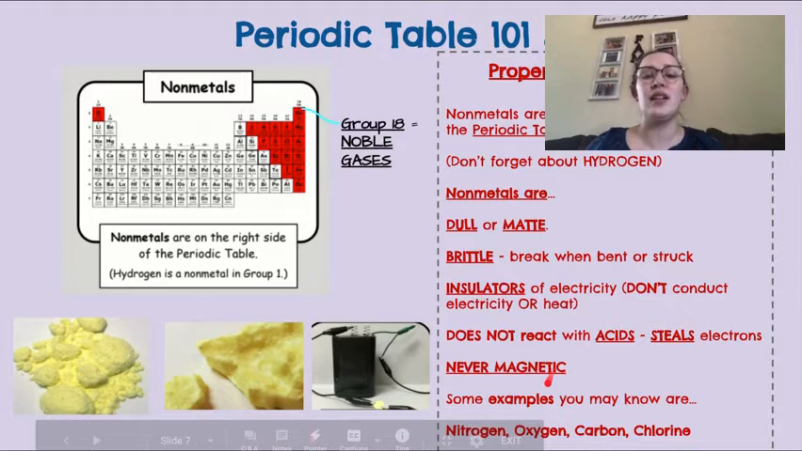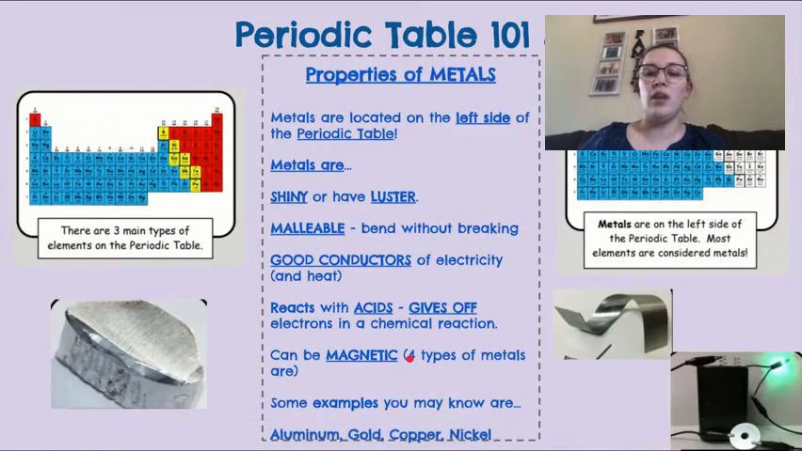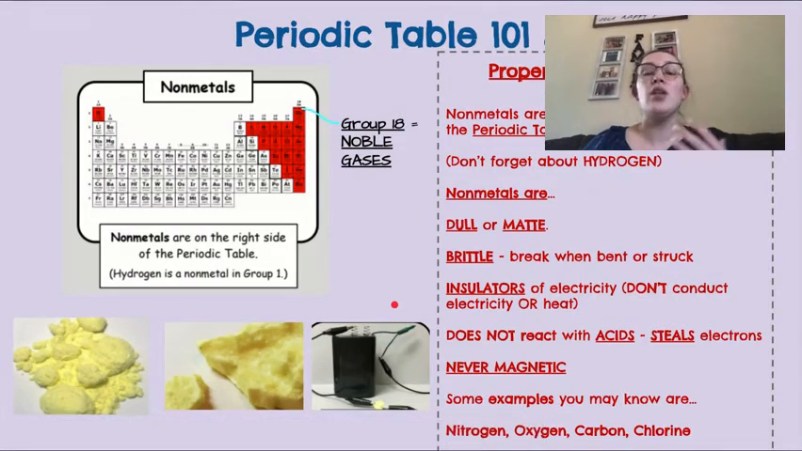And then they're insulators. They don't conduct electricity or heat at all. So you notice down here, there's no light coming from that green light, unlike there was with our metals. There's nothing because they are insulators. Think of that yellow stuff that's in houses. It's insulation. Think of that, insulators. They're not going to conduct heat or electricity. They also don't react with acid, so they're going to steal electrons, and they are never magnetic.